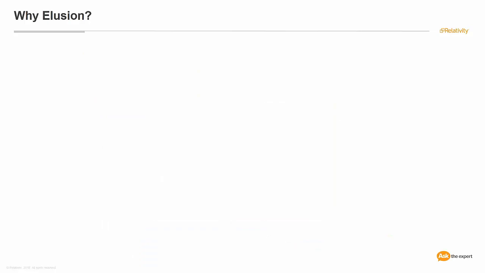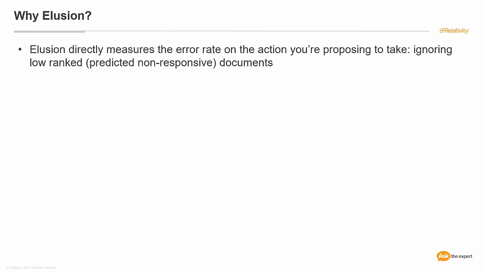So if you're not familiar with elusion, why do we need another number? What's wrong with precision and recall? So I think elusion does some good things for us. First of all, it's very direct, it's easy to understand. It's directly measuring the action or the penalty associated with that action. We're proposing to exclude these documents. You say, well, what's the downside? And I say, well, the downside is this error rate.